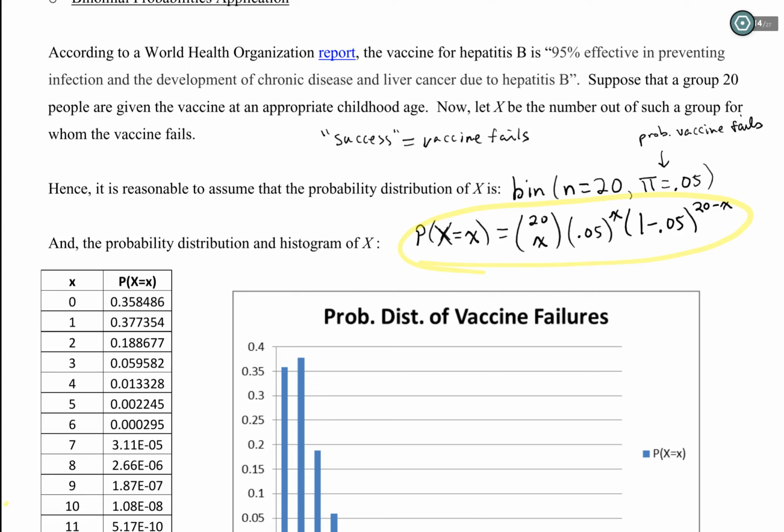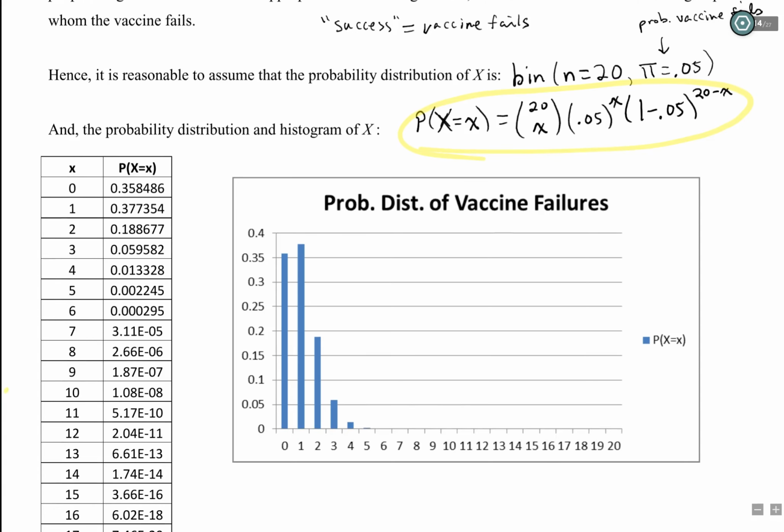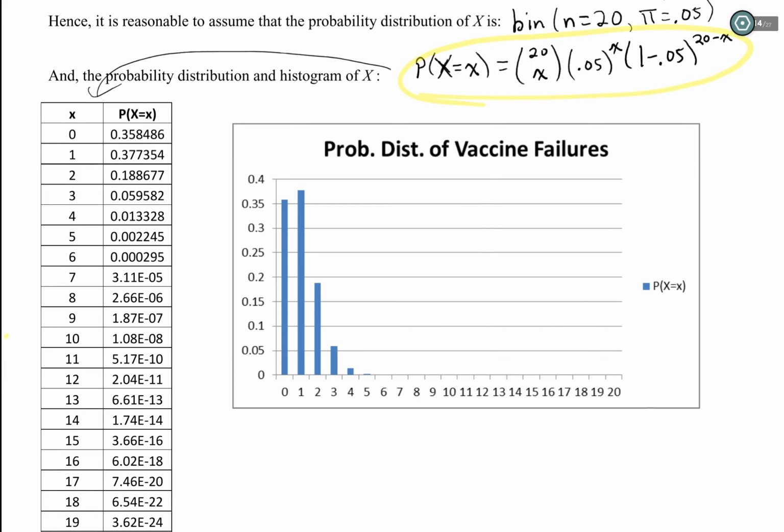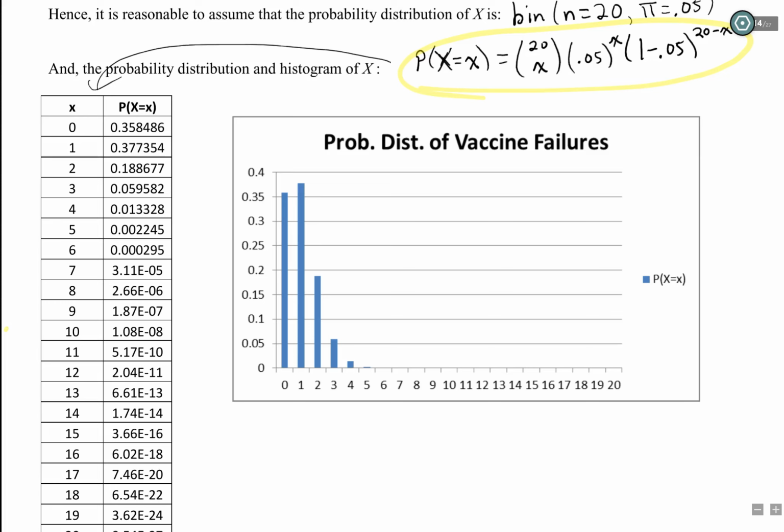Now, if you were to evaluate this formula for all the values of x, that is, x could be 0, 1, 2, all the way up to 20, you would get a table like this over here. You would get this probability distribution here. I actually did this in Excel. It's fairly straightforward to do in Excel, but I made this table and this chart in Excel. So here is the table with the associated probabilities, and here's the picture of that table. Okay, so make note of both of those.